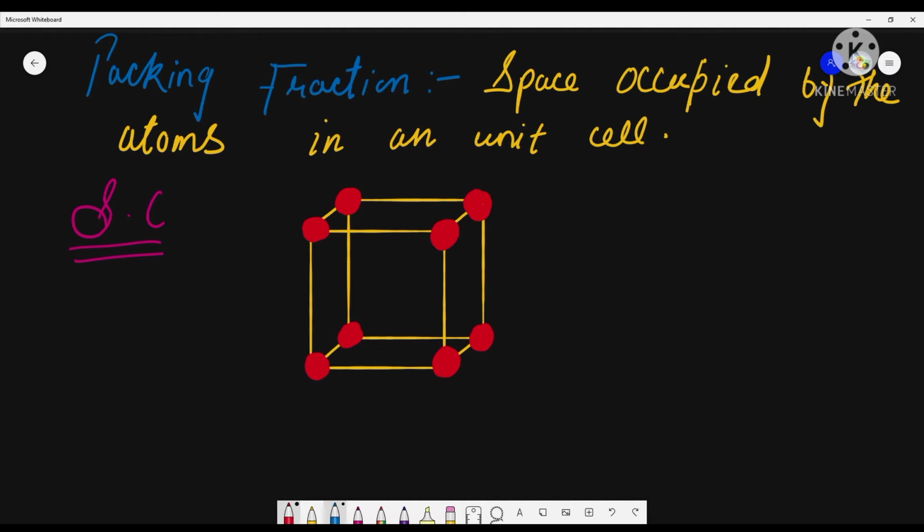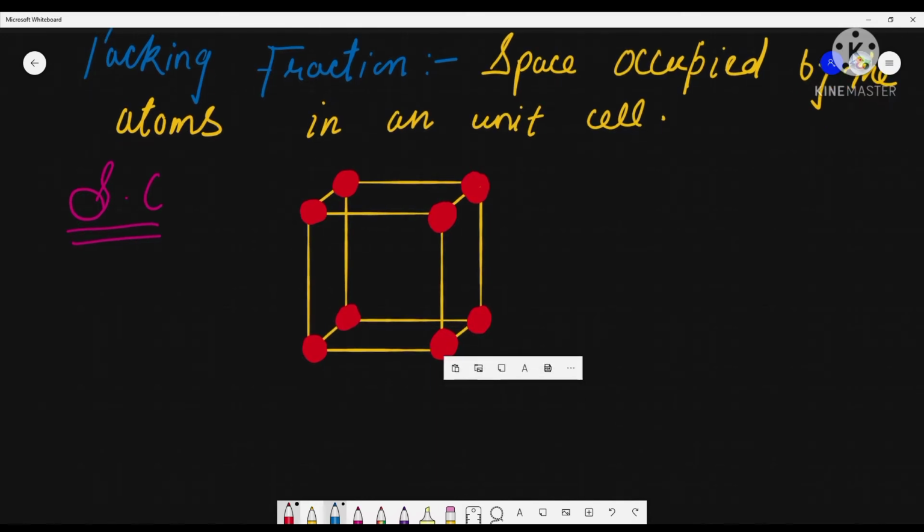It is a simple cubic unit cell, also called a primitive unit cell, which is its second name. It is the basic unit cell, and there are many more, like the face centered unit cell and body centered unit cell, which are the advanced types, and this is the basic one. And here we will find the packing fraction of this simple cubic unit cell.